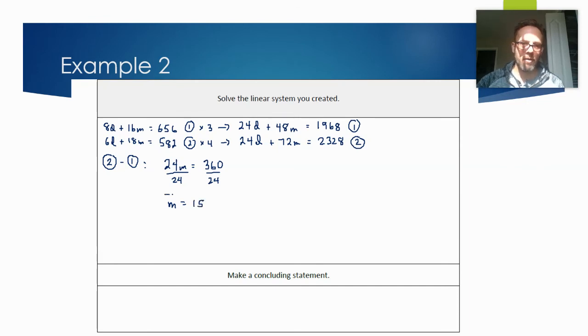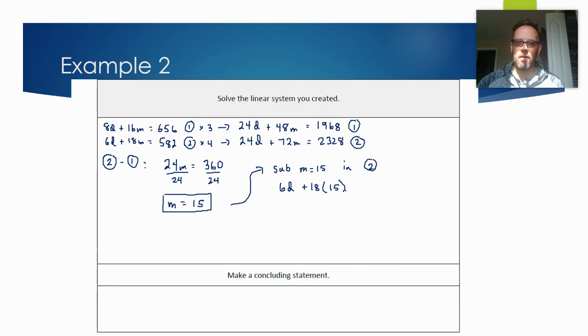The cost of a meal, $15. Let's find the cost for one day. So I'm just going to go up where I have a bit more space. We're going to sub in M equals 15. And I don't know, I'll do equation 2. I don't think it really matters too much in this one. So 6 days plus 18, the cost of a meal is 15, that equals 582.